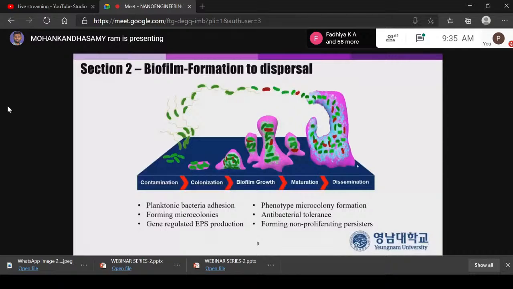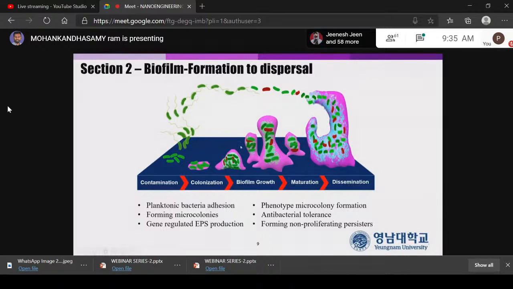So what are biofilms? Biofilms, as you all know or may not be aware of, are a group of bacteria which form exopolysaccharides to create a kind of layer on any surface. So this is the life cycle of the biofilms. When the bacteria stick on a surface, that's called contamination. Then it starts colonizing, slowly growing its population, and additionally it will start growing the biofilm.